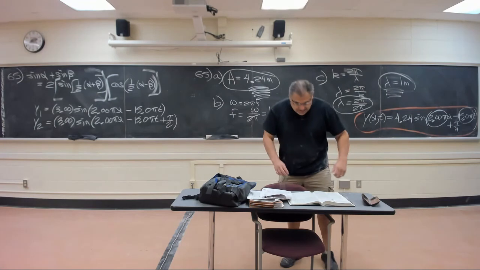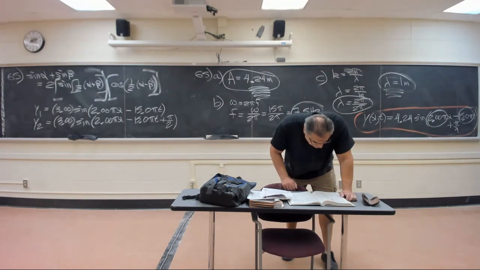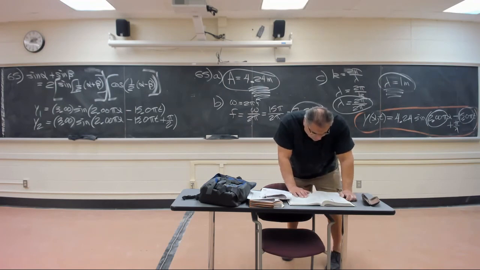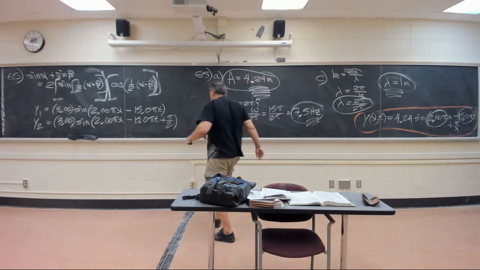Let's go to 66. They gave you two wave functions. These two wave functions describe two transverse sinusoidal waves traveling along a rope, where x and y are in meters and t is in seconds. What is the maximum transverse displacement of a rope element located at x equals 1 meter and x equals 3 meters? Where are the first three antinodes located along the rope? Antinodes are the highest parts. So let's take a look at that. It's very similar to what we've been doing thus far, you guys.